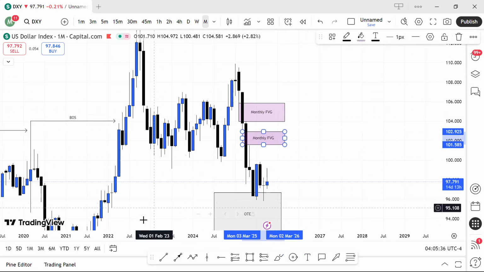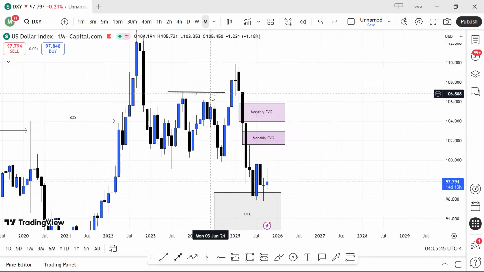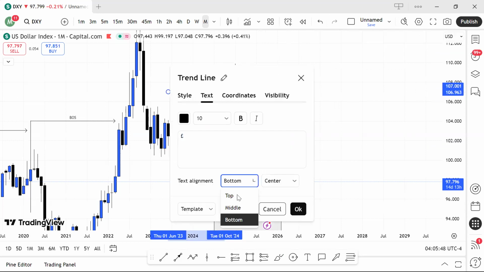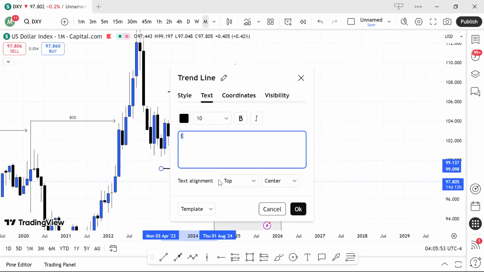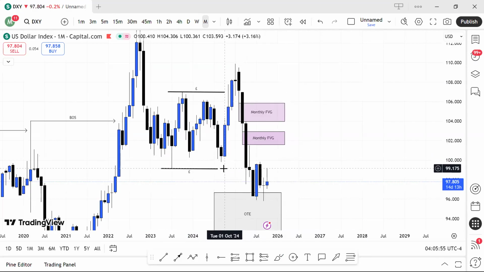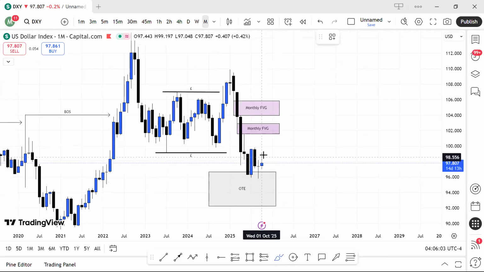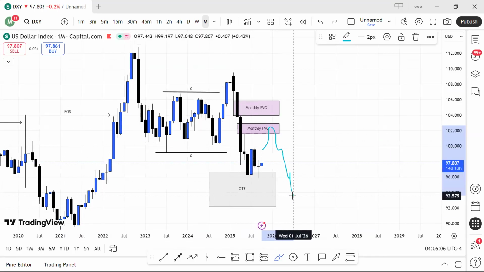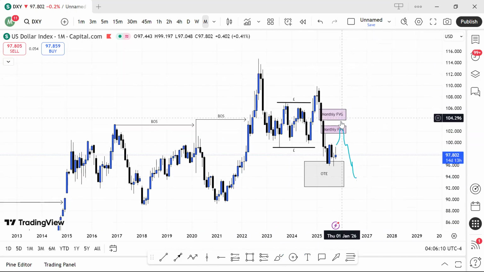But for me, as you can see, we've been consolidating for a long time. We've been stuck within this consolidation here. So the market was accumulating, manipulating to this extent, distributing downwards. Then I might see it respecting these zones and then keep distributing to the downside like this. Just something like this. So this is what I'm expecting to see.